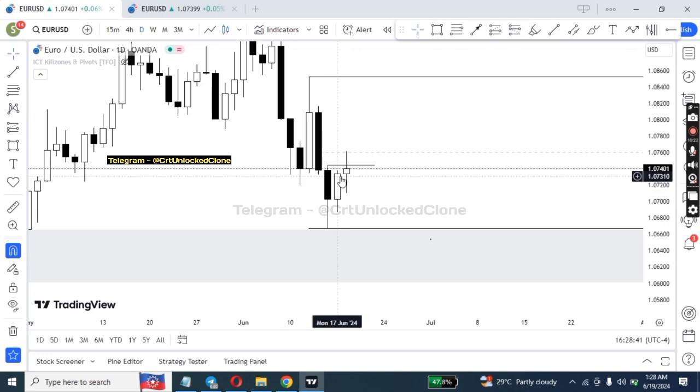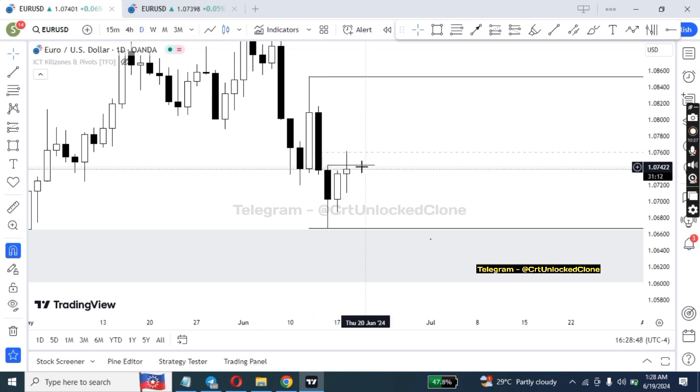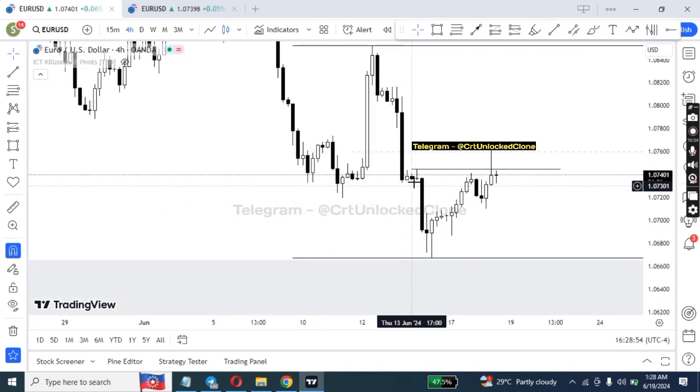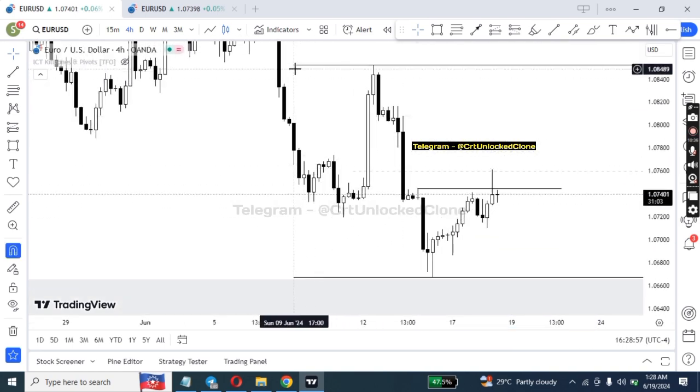So when the candle opened right here, my buys for the day, for the session, was first of all price to take out this high. Right now, if we go down to the 4-hour time frame, on the 4-hour time frame, we're going to see that it was also in the form of this range high right here.